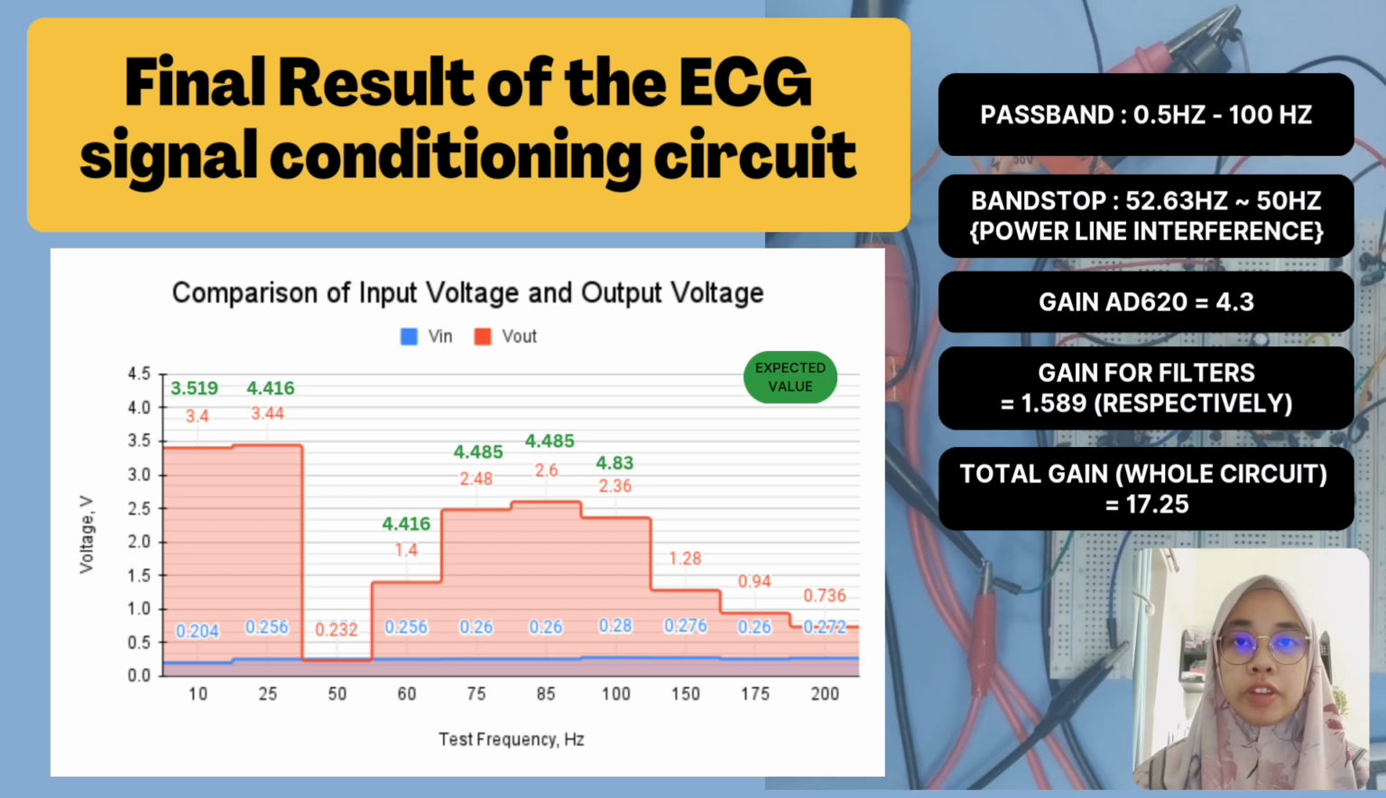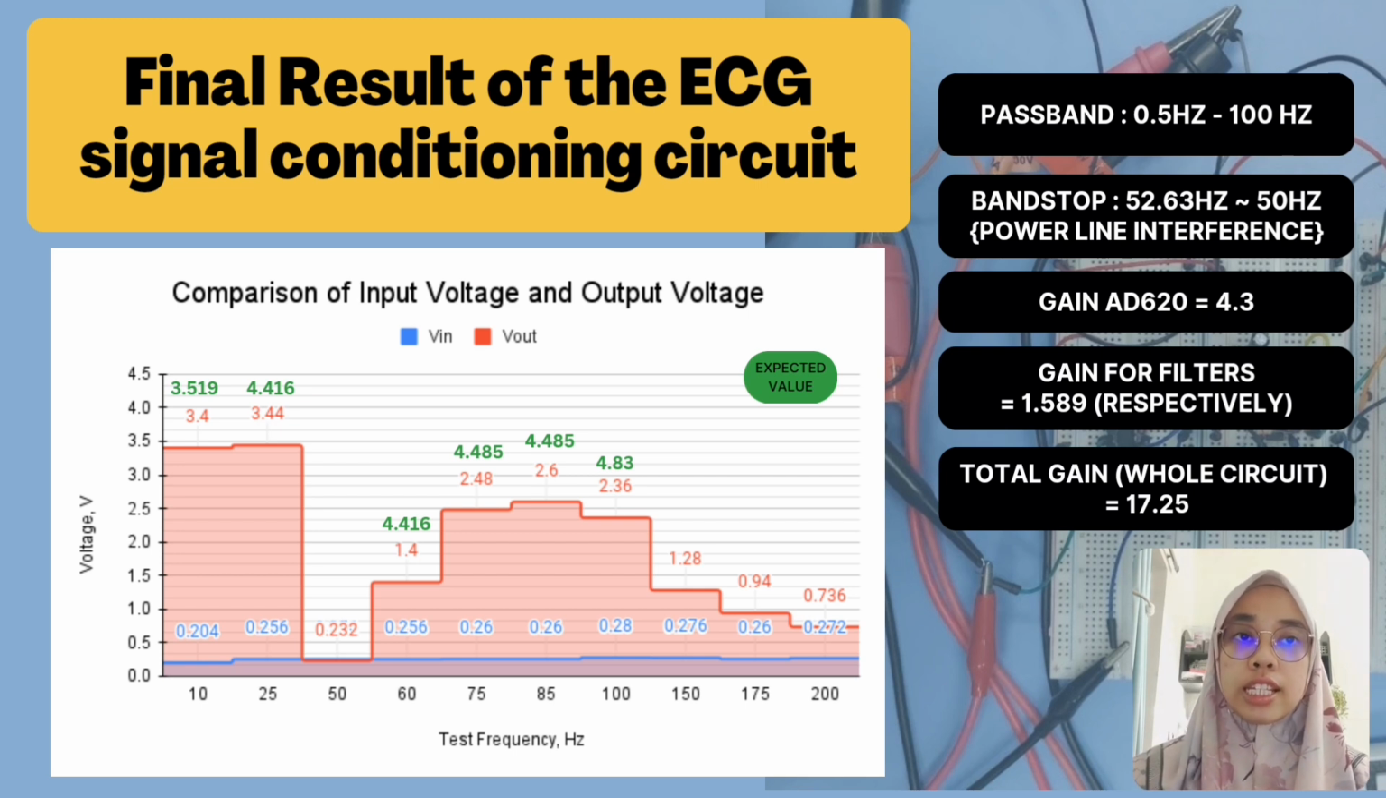Assalamualaikum. I am Azza Sofia and I will explain the final result of our ECG signal conditioning circuit, whose success can be seen by comparing the input and output voltage values. A total of 10 test frequencies were used to observe the performance of our circuit, starting from 10 Hz to 200 Hz. The output voltage is expected to be amplified when the total gain of the circuit is 17.25. At 10 and 25 Hz, the experimental result is almost near the expected result. At 50 Hz, the output voltage is attenuated due to the effect of the notch filter.